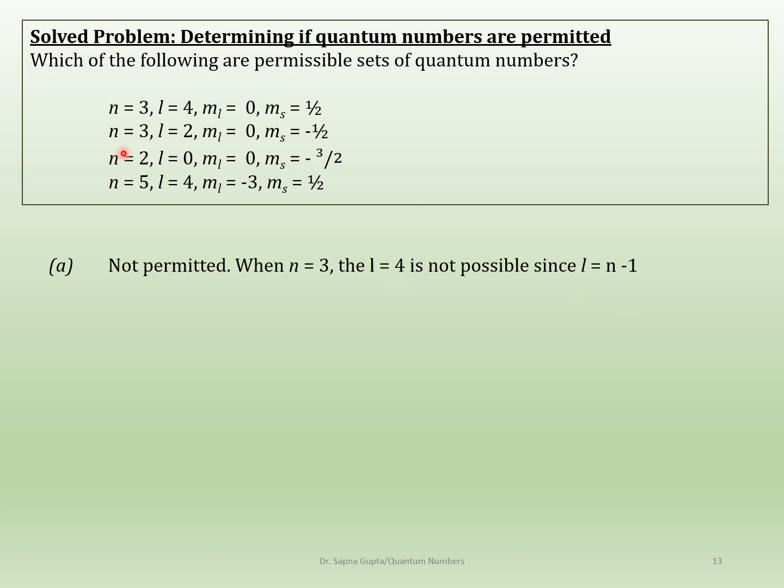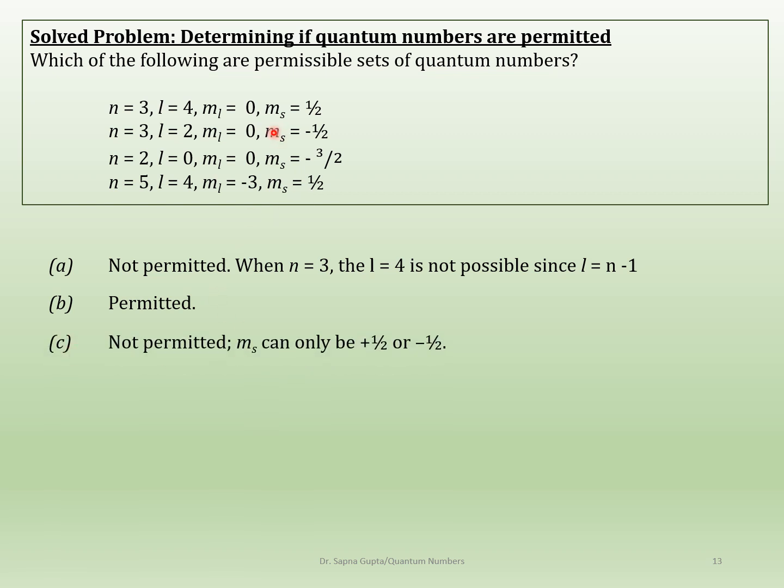Let's look at the next one. If n is equal to 3, then L is equal to 2, ML is equal to 0, and MS is minus half. Is this possible? Looks okay to me. Nothing seems wrong with it. Remember, ML can be anything, because if L is equal to 2, ML could be anywhere from +2 to -2. So 0 is perfectly allowed. It doesn't have to be -2 or +2.